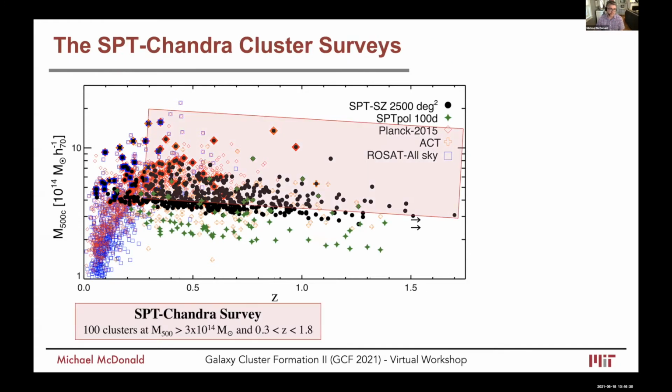And so I've been spending kind of the last 10 years of my career studying things in this red box, basically. And so we got Chandra follow-up of every black point in this red box, and that's 100 clusters spanning redshift 0.3 to 1.8. And it's a really clean sample. So there's no bias towards cool cores. There's basically no bias in galaxy properties or dynamical state of the cluster or AGN. It's just a really clean sample at this mass range and this redshift range.